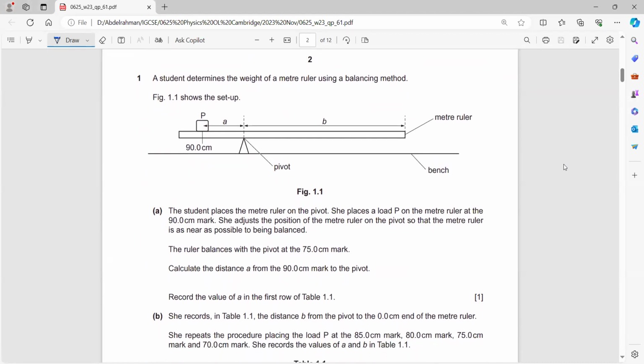Question 1. We have a meter ruler being balanced on a pivot, right, and we have a load P. Load P is on the 90 centimeter mark. Calculate the distance from the 90 centimeter mark to the 75 centimeter mark. In short, the distance from the 90 centimeter mark to the pivot.